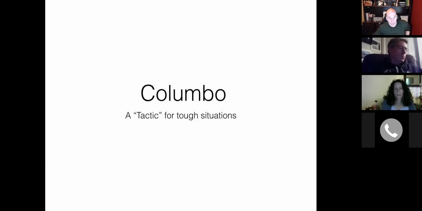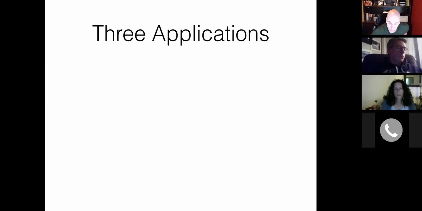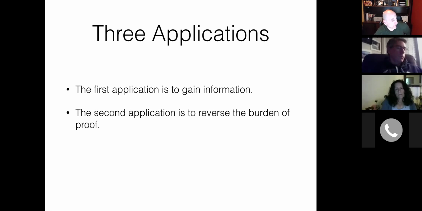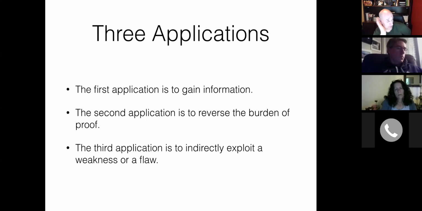All right, so Columbo is a tactic for tough situations. There are three primary applications for the Columbo tactic. The first application is to gain information. The second application is to reverse the burden of proof. So when somebody makes a claim, you basically make them defend their claim. And the third application is to indirectly exploit a weakness or a flaw. That's more of a tactical term, maybe a little bit more aggressive, but we'll see how those work themselves out through a little bit of conversation.